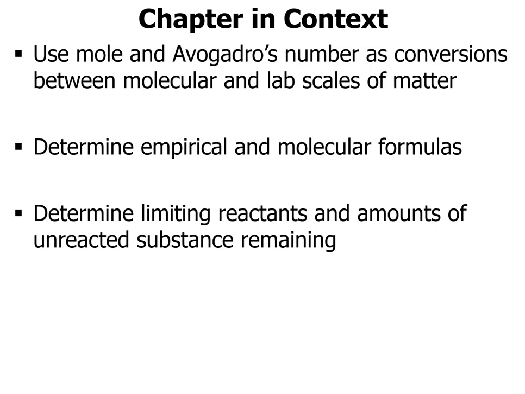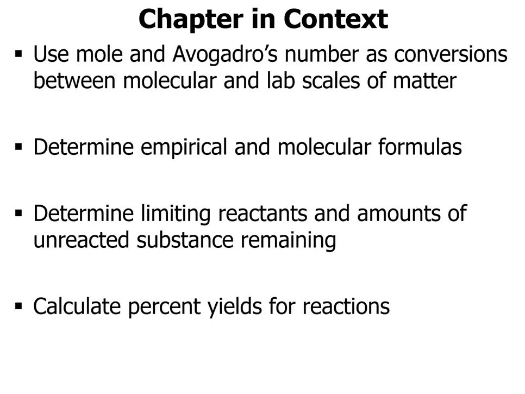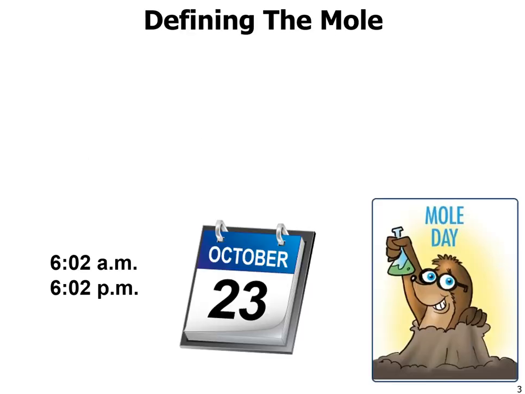And then we're going to determine different amounts of limiting reactants. So meaning how much, if we put something in, what thing is going to limit the amount of product we can get out, or how much unreacted substance will remain. And then finally, we're going to do some calculating of percent yields for certain reactions.